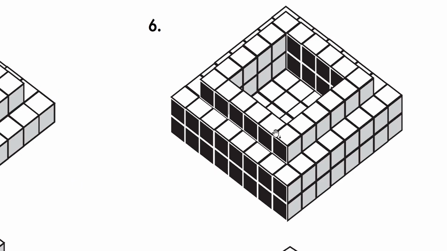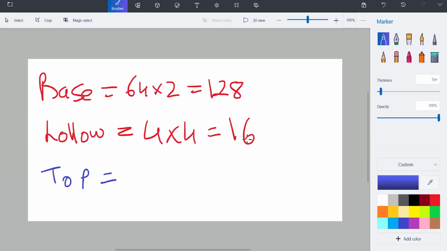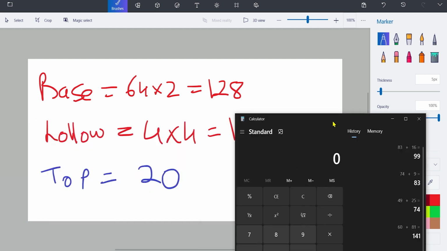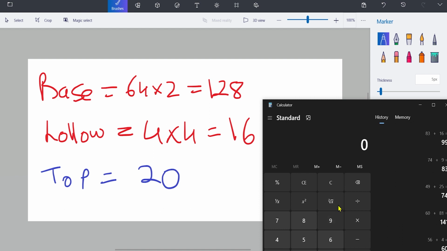So the top part is how much? 1, 2, 3, 4, 5, 6. 1, 2, 3, 4, 5, 6. 1, 2, 3, 4, 5, 6, 7, 8. So I think this is going to be 20. And then we can just simply add this up. This is going to be 36.